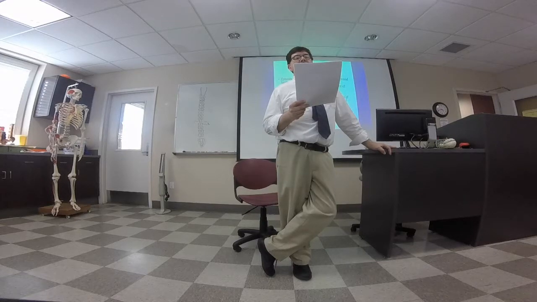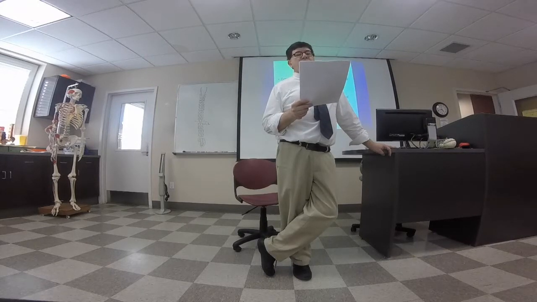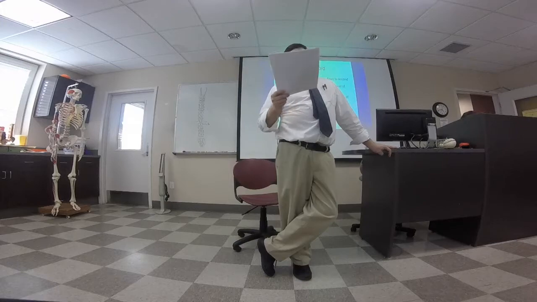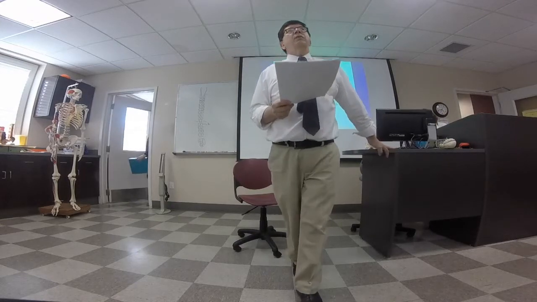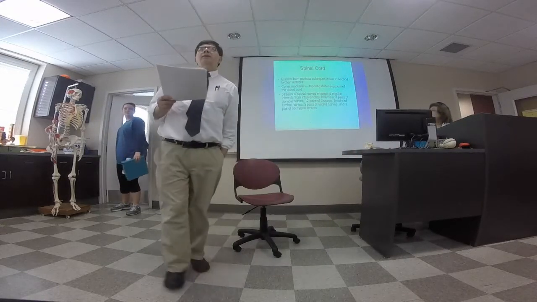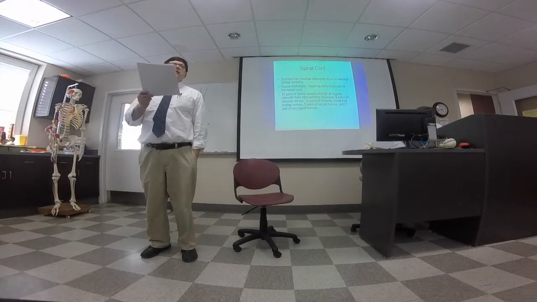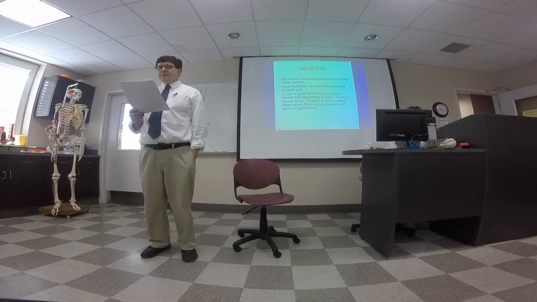Number three, the posterior gray horn of the spinal cord contains, the correct answer is B. Okay. Somatic and visceral sensory nuclei. So this posterior gray horn contains somatic and visceral sensory nuclei. These are the nerve cell bodies of the second order neurons within that sensory pathway. In other words, within this posterior gray horn, the primary neuron synapses with the secondary neurons.